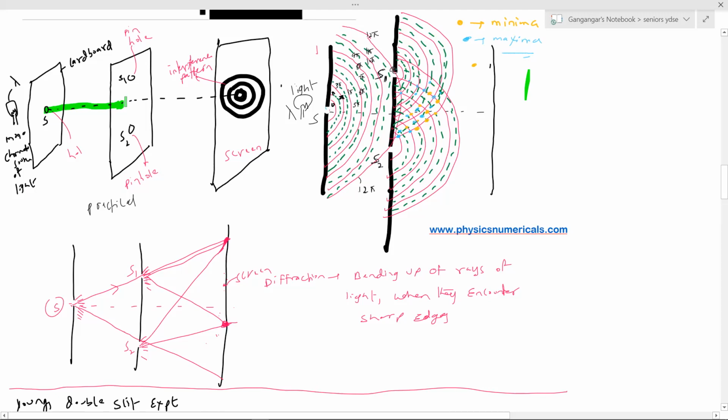But what Young noticed was not one spot. He noticed alternate bright and dark bands. So what does it mean? He demonstrated the wave nature of light.